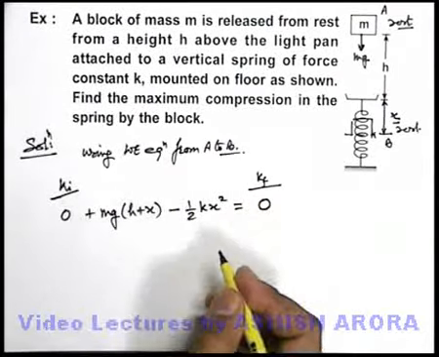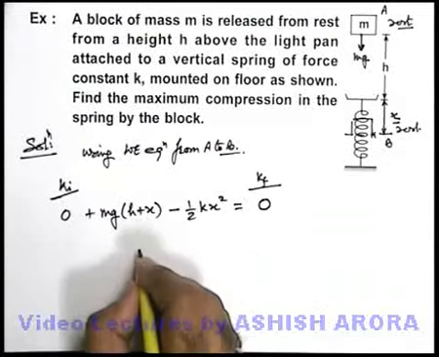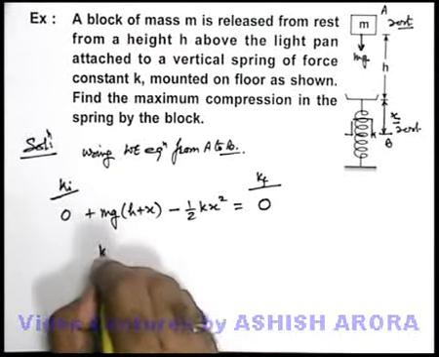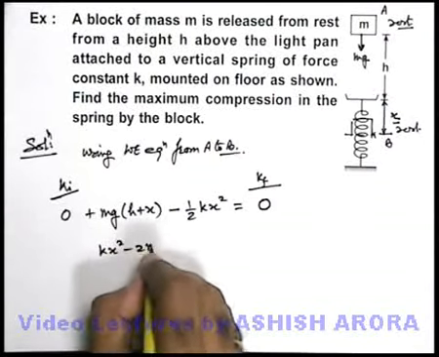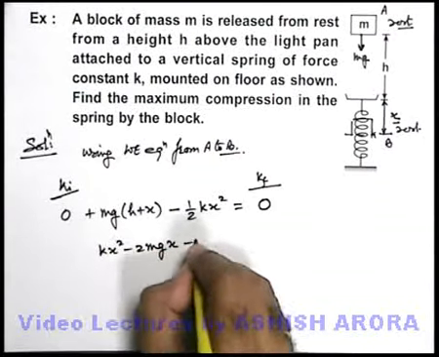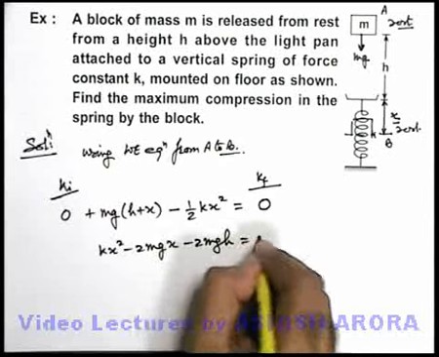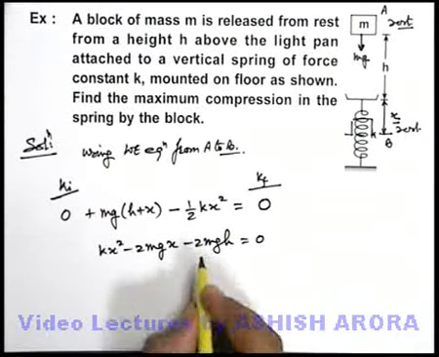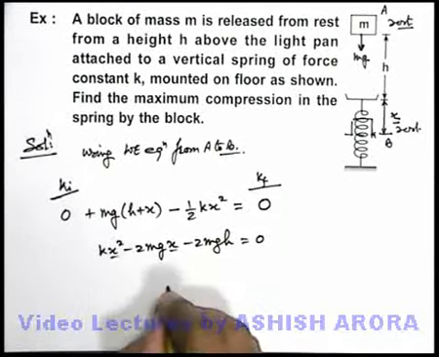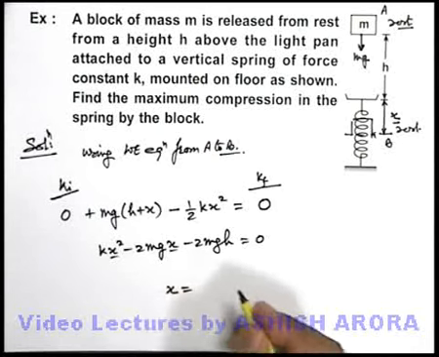We can see this is a simple quadratic equation. We just rearrange the terms. We are going to get kx square minus 2mg into x minus 2mgh is equal to 0. And the value of x in the quadratic equation can be directly obtained by the formula.